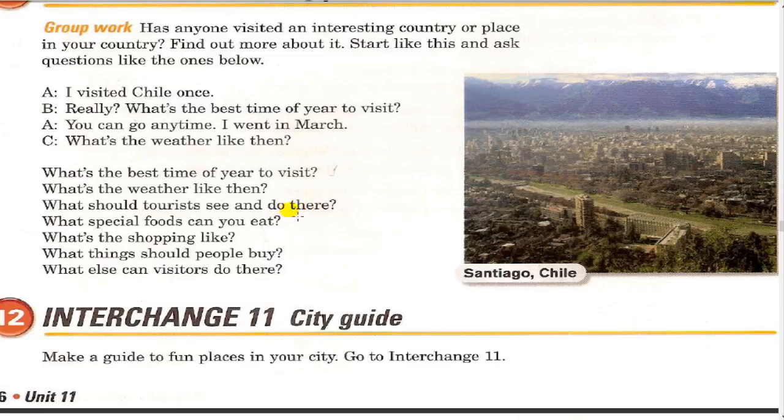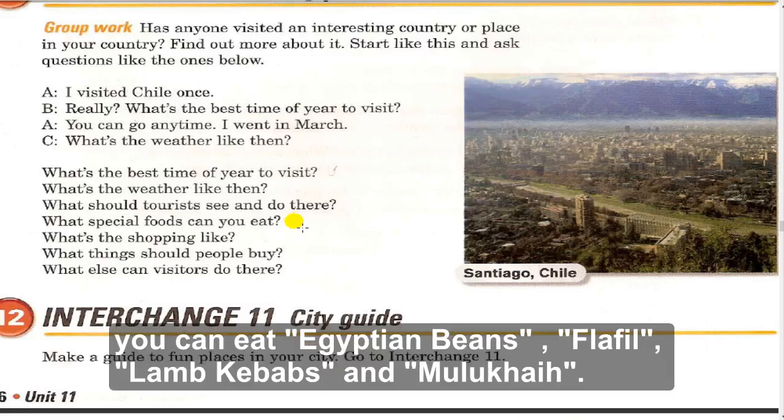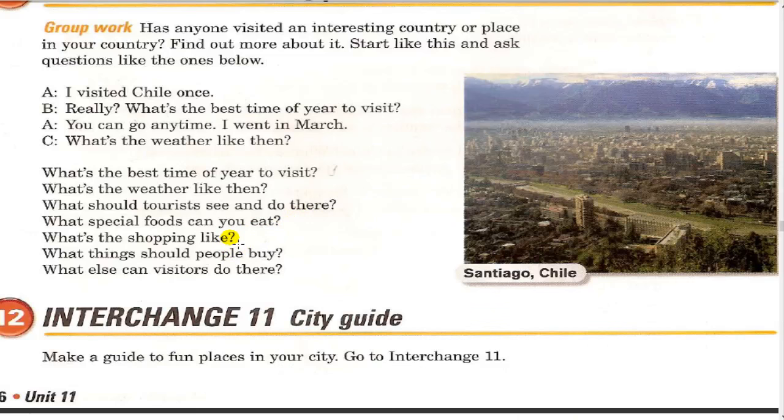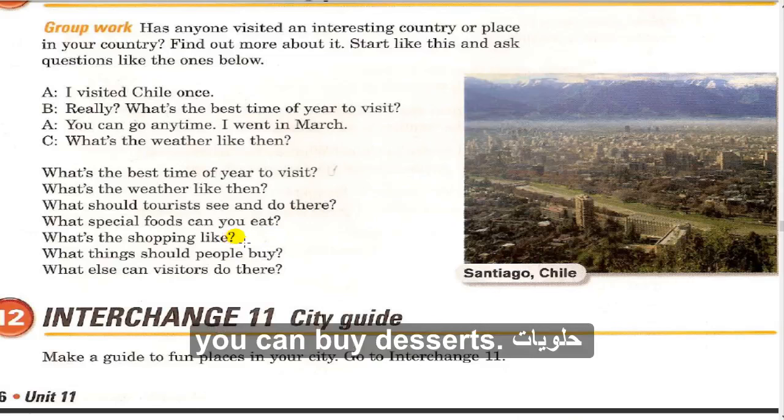What special foods can you eat? You can eat different kinds of food. You can eat falafel, beans, lamb kebab, and you can eat mulukhiya or kushari. It's wonderful Egyptian food. You can go shopping in Alex in malls. You can buy desserts like fresca.